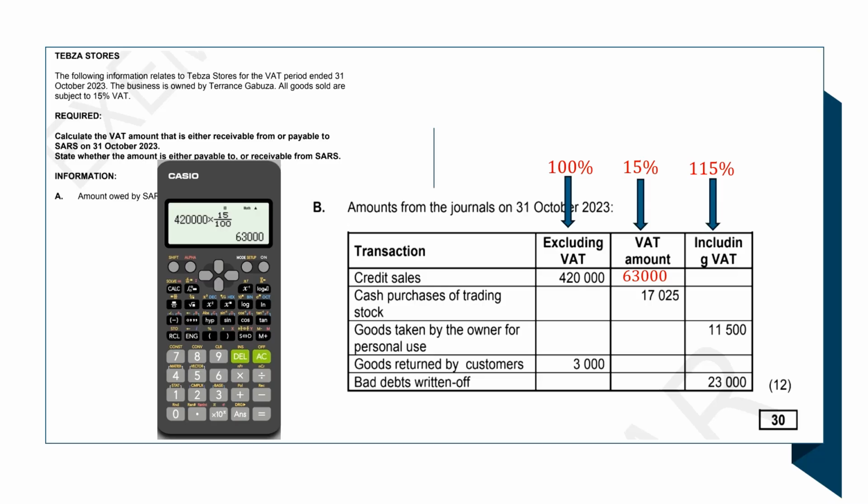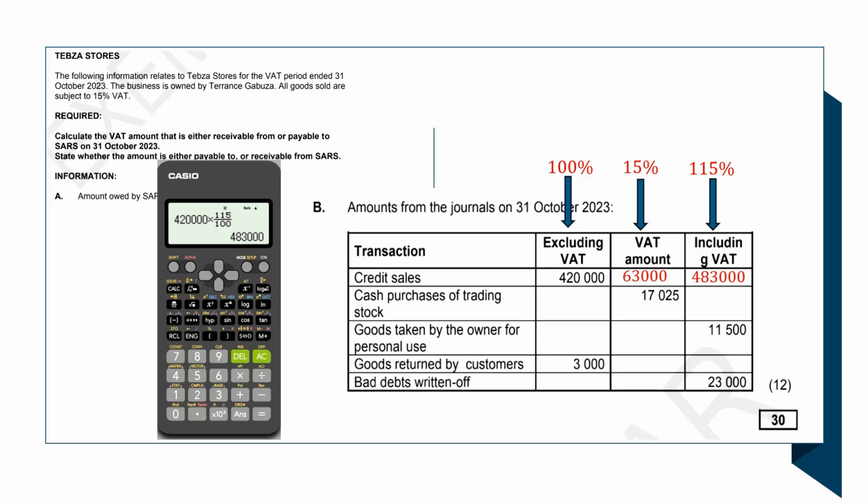Now that we have our VAT amount, let's calculate our excluding VAT. To calculate excluding VAT, we again say what we want is 115, what we have is 100. So we can just erase that and put 115 over 100. We get 483,000, which is the amount that's going to come here.